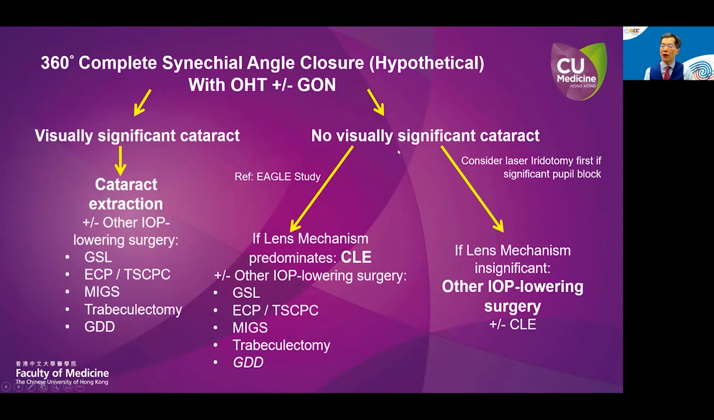subsequently. Now, in this scenario, if there's no visually significant cataract, then you may have to decide whether the lens is the predominant mechanism leading to angle closure. If it is, then you may consider clear lens extraction with or without combining it with one other IOP lowering procedure. Whereas if it is not, then you may consider performing just one of these IOP lowering surgeries.